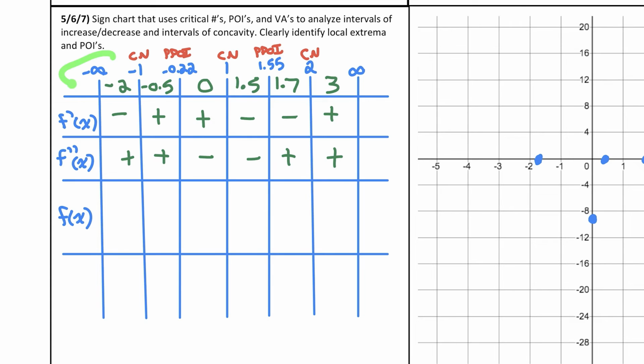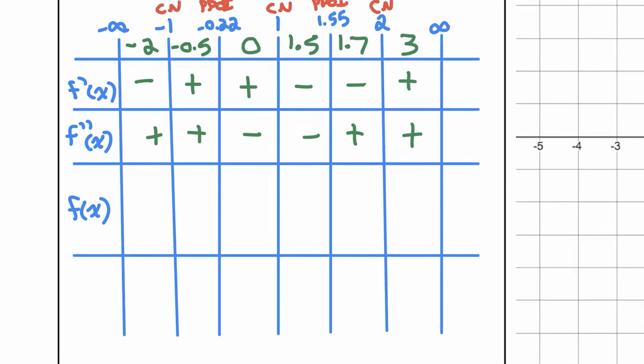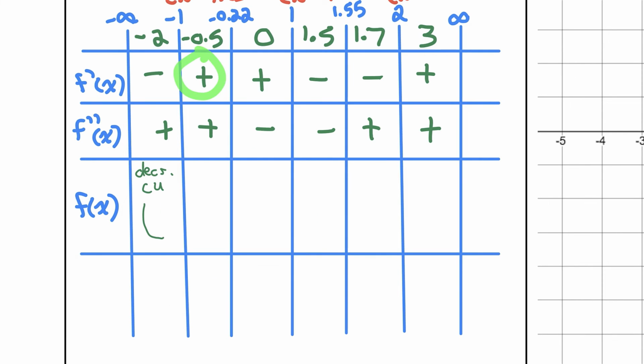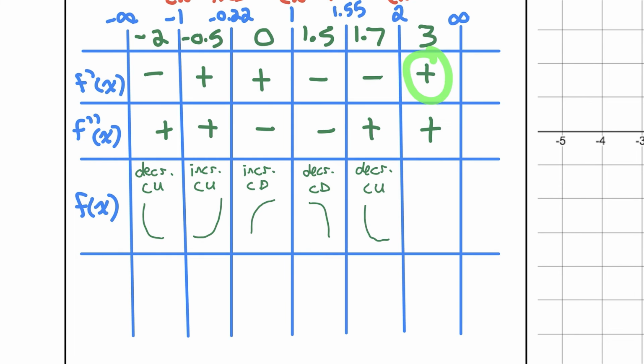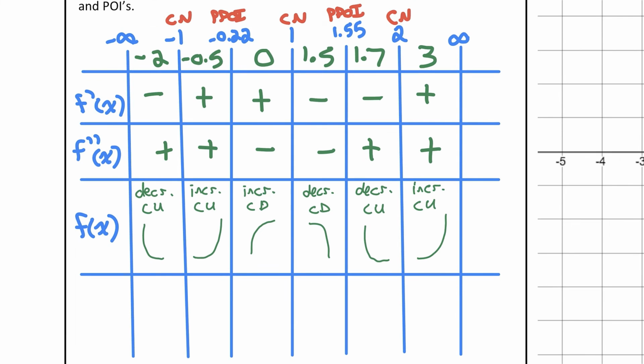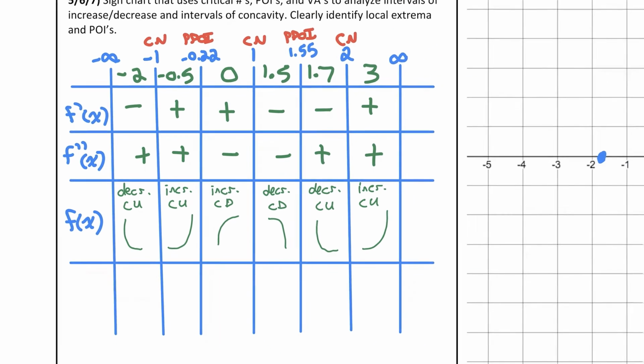Now that I've filled all those out, let me comment on what f at x is doing in each interval. In the first interval, f at x is decreasing and concave up. Second interval, it is increasing and concave up, then increasing and concave down, decreasing and concave down, decreasing and concave up, and then finally increasing and concave up. So from that chart, I can see all my intervals of increasing and decreasing and the intervals of concavity.